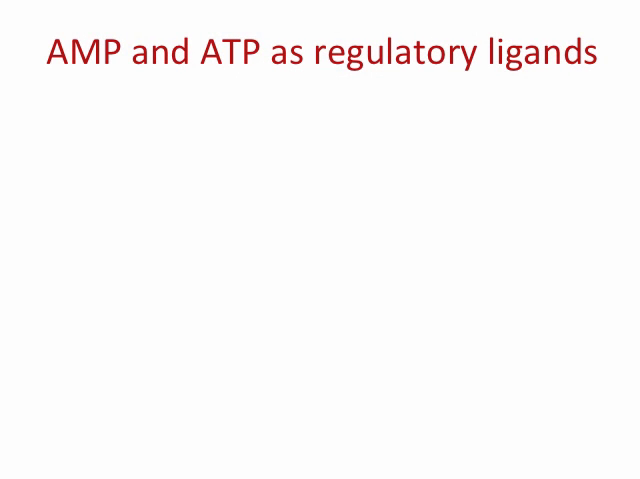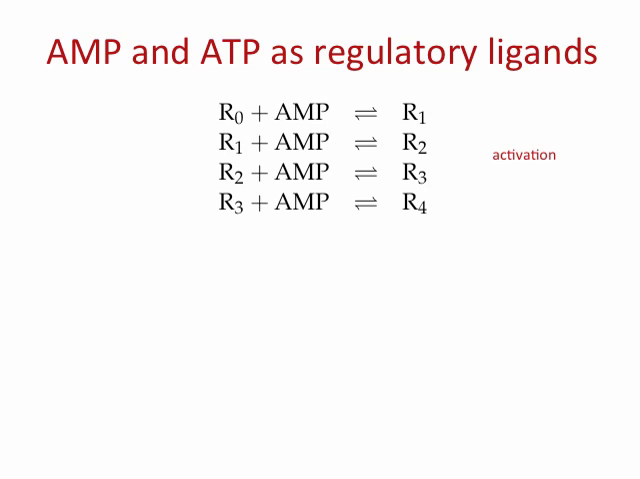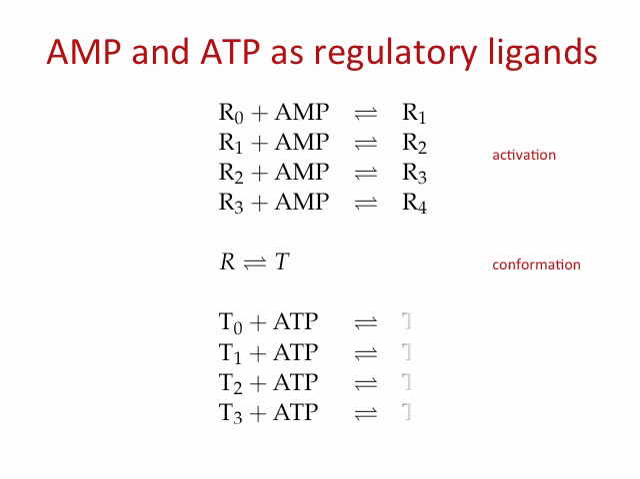Now, the ligand binding steps are simple. Here are the 4 steps, serial steps of the binding of an activator, the natural equilibrium between the 2 conformational states of the free protein, and then the serial binding of the inhibitor.